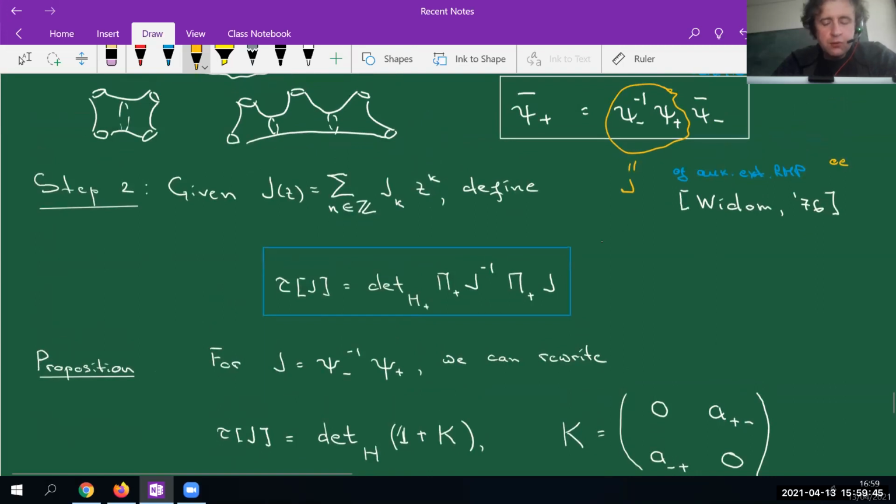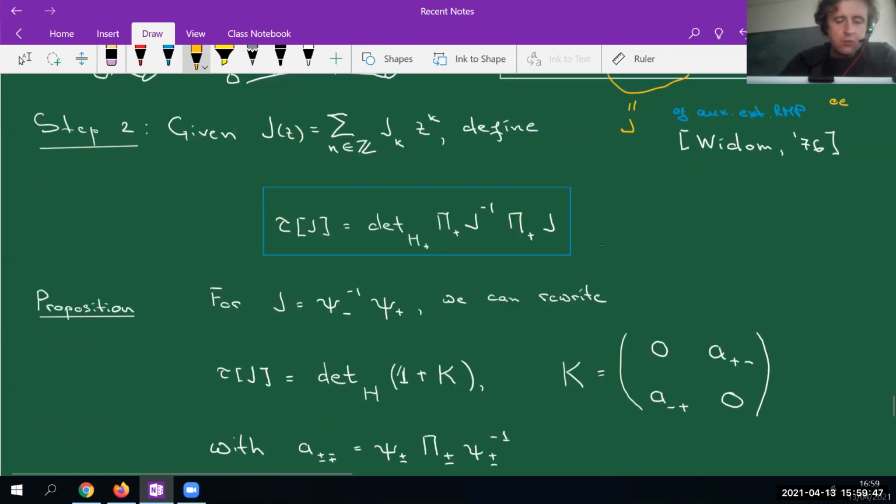So what we are trying to do is the following. Suppose we have some arbitrary jump matrix on the circle. Now, the proposal is to introduce the following quantity, which is a determinant.